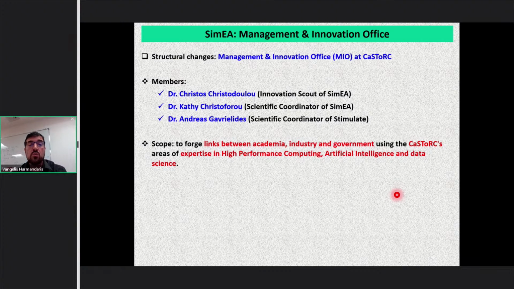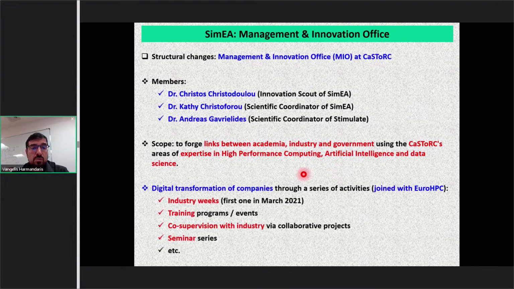And as I've said, we would like to create new collaborations and to emphasize the role of the hub under SimEA. And in general, we are not limited in the field. So in general, in the fields of high-performance computing, AI, as we call it quite often nowadays, since it involves all algorithms and tools, and also data science. And because of that, there will also be some activities. I hope that you will all be informed about them within the next weeks or months.